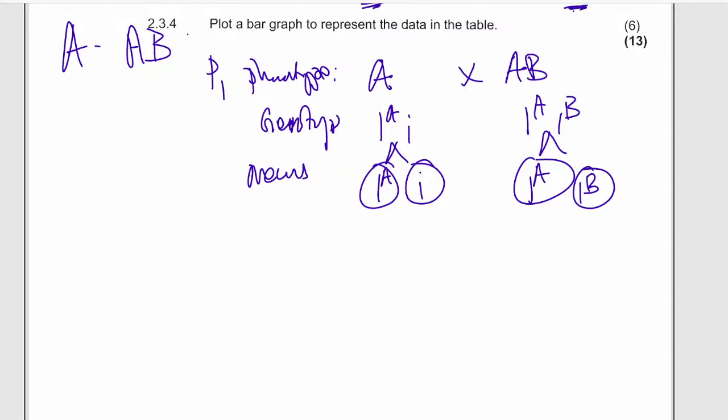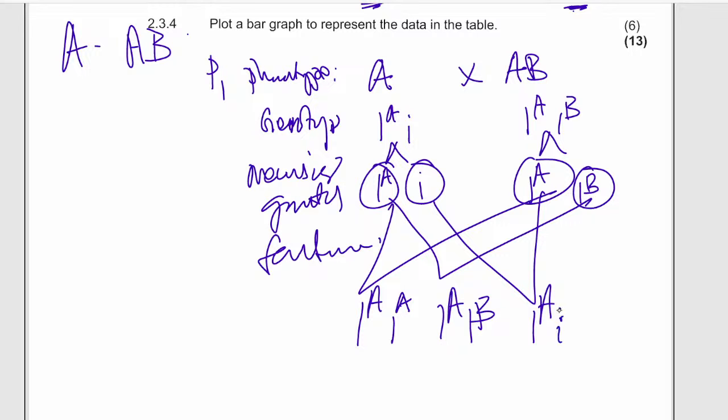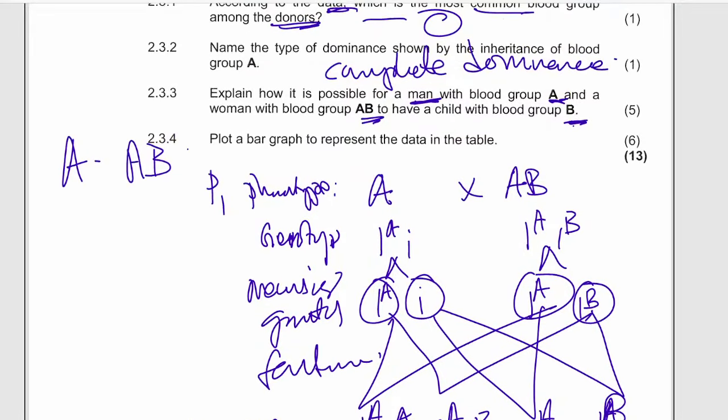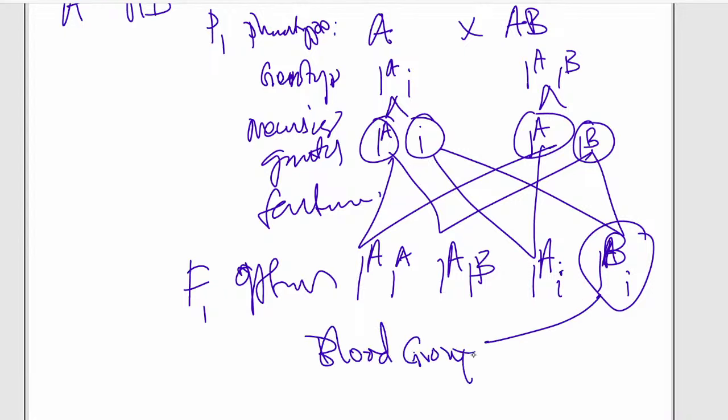And then after that, you say meiosis, then you say these are gametes, then you tell us fertilization. This with this, you say AB, then this with this, you say A, and then this with this, you say A, B, and the recessive. This is offspring, and then this is the F1 generation. So what was the question? Explain how it is possible for a person with blood group A and a woman with blood group AB to have a child of blood group B. So this is possible because the man of blood group A, therefore this is blood group B. So you can use this method.